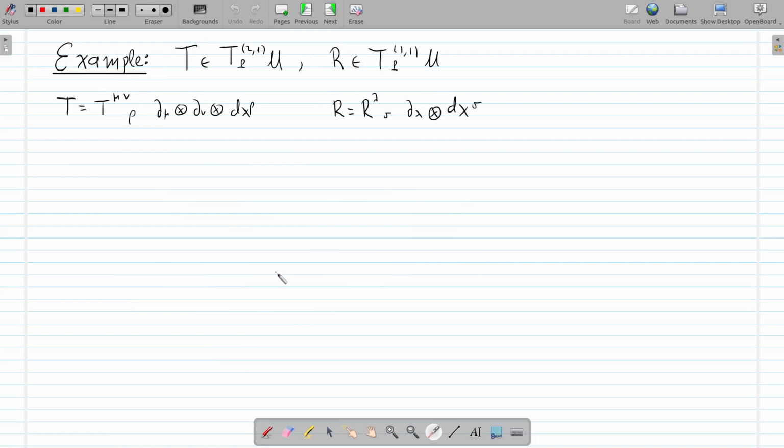Now let's consider 2 tensors of different rank. A tensor T is of the 2-1 type, and a tensor R is of the 1-1 type. Therefore, T has components T upstairs mu nu downstairs rho, and can be written as a linear combination in this basis here in a coordinate system. d mu and d nu are vectors. dx rho is a 1-form corresponding to the rank of the tensor. And this is a 1-1 tensor, so its components is R lambda upstairs, sigma downstairs, and the basis here is formed by the tensor product of vector d lambda with the 1-form dx sigma.